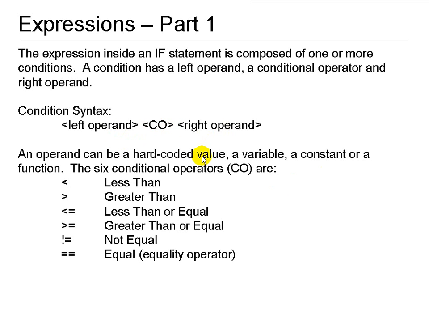Now an operand can be a hard-coded value, for example 5. It can be another variable, intValue. It could be a constant, for example sngPi, or it could be a function that returns a value. Now the six conditional operators which you get to memorize are less than, greater than, less than or equal to, greater than or equal to, not equal, and equality.